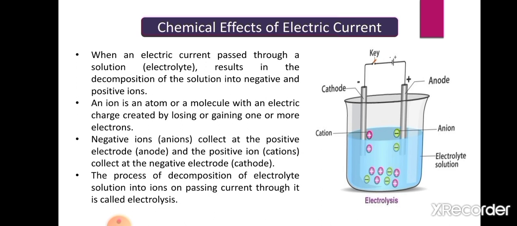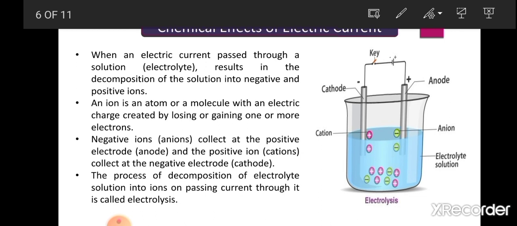So what is electrolysis? When an electric current is passed through a solution, that solution should be an electrolyte. Now what is an electrolyte? An electrolyte is a solution. Suppose this is a solution. When electric current is passed in this solution, then very easily this solution can conduct electricity. And when electric current is passed through this solution, then it will undergo decomposition, means it will break into positive and negative ions. So this type of solution is called an electrolyte.